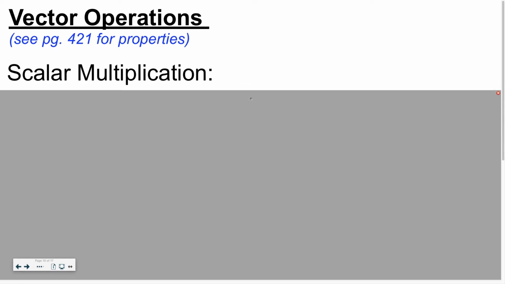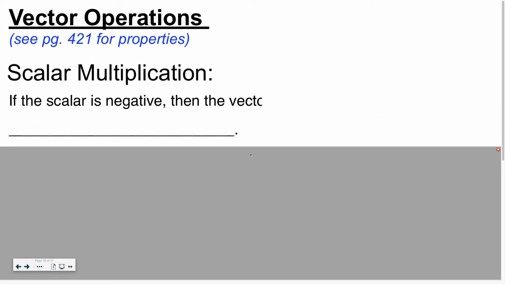Okay, so scalar multiplication, we can take a number and multiply it to a vector. Every component gets that scalar. Well, what happens if the scalar is negative? What happens to the vector? What would it look like? If the scalar is negative, we're going to change direction. Specifically, we're going to be going in the opposite direction. If our scalar is negative, that's going to make our vector go in the opposite direction.